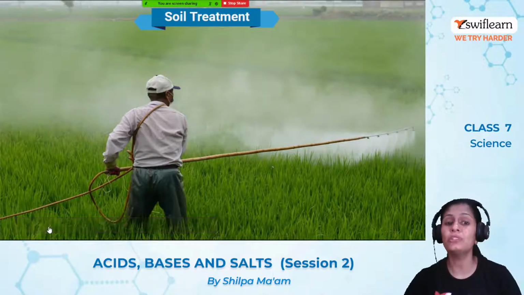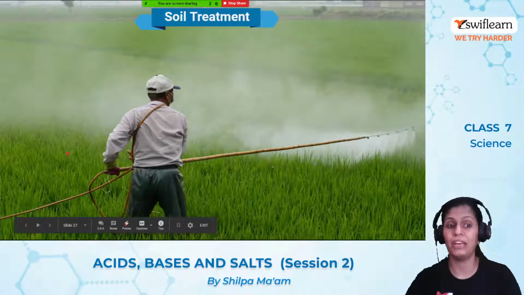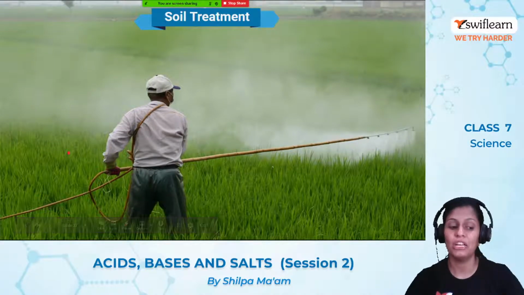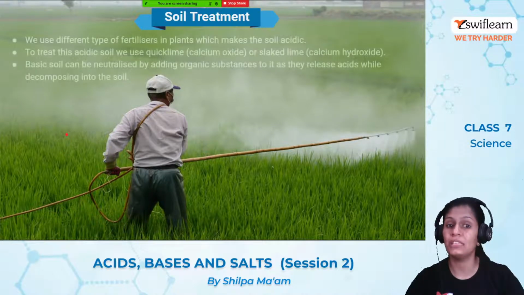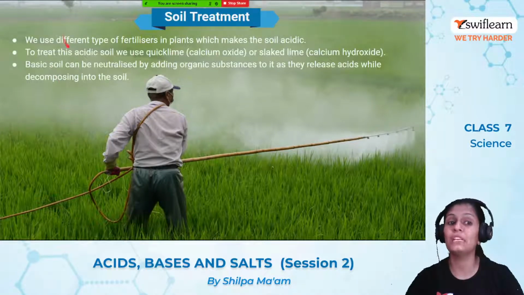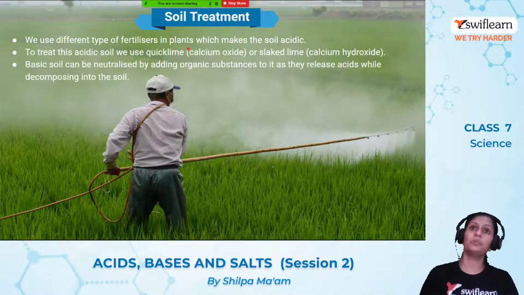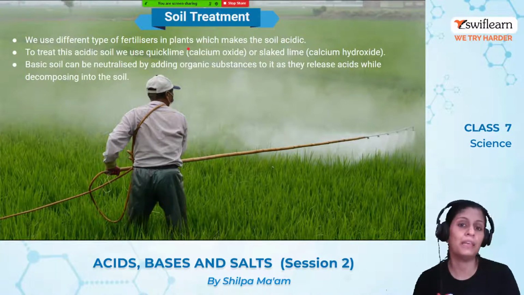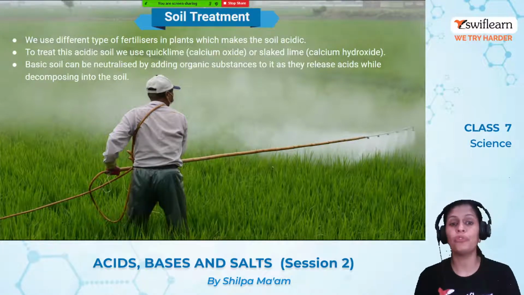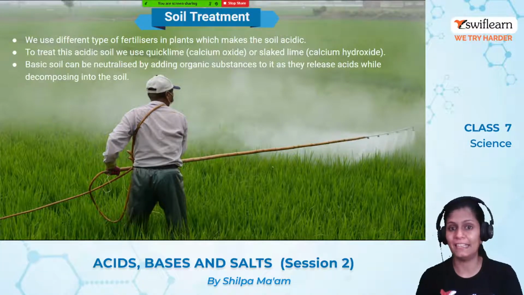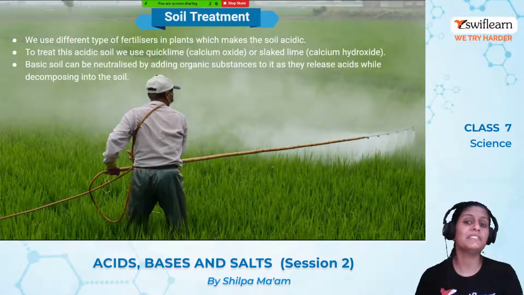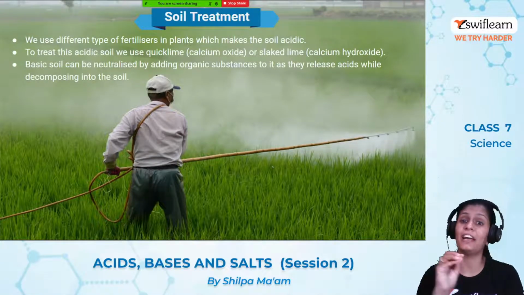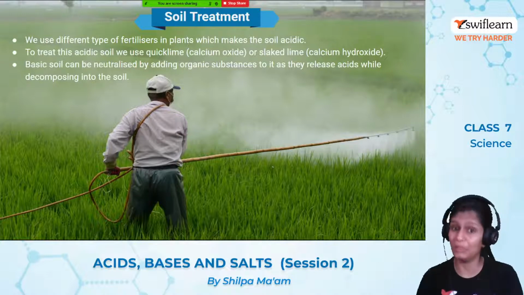Now, how is soil treatment important? Why do you need to study neutralization reactions for soil treatment? During soil treatment, we are using different types of fertilizers, which make the soil acidic. When you are using fertilizers, they are NPK, that is nitrogen, phosphorus and potassium rich fertilizers. When you are putting fertilizers in your plant, what you are actually doing is adding acidic value to your crops, to your soil basically.